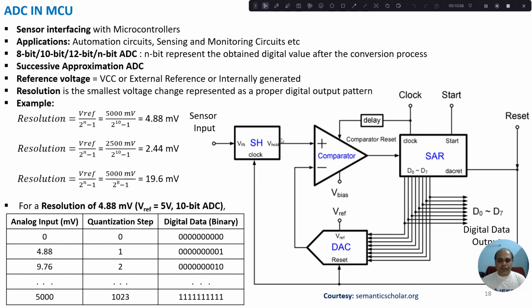In the subsequent videos, we will look at the programming part and the configuring part of the ADC in the microcontroller.